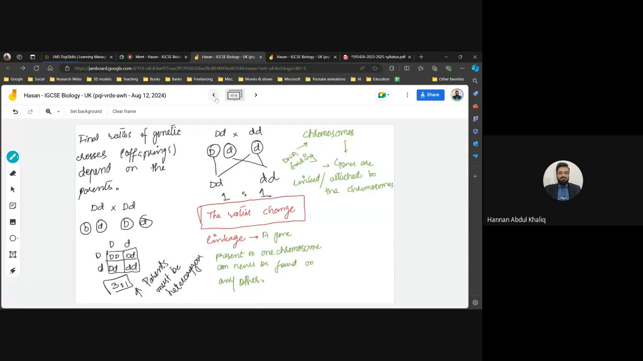Now, getting back to the previous concept, linkage. The genes linked to autosomal chromosomes. Autosomal means the first 22 pairs. Autosomal chromosomes are called autosomally linked genes. A note has to be mentioned here that these show the same behavior of inheritance in both males and females.